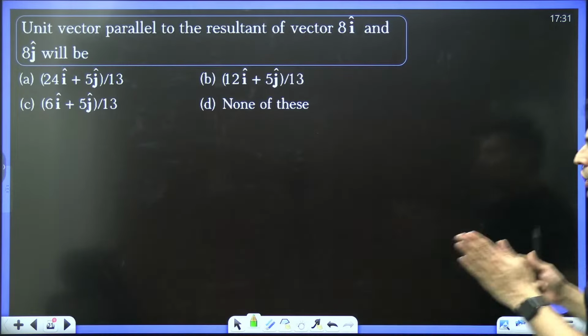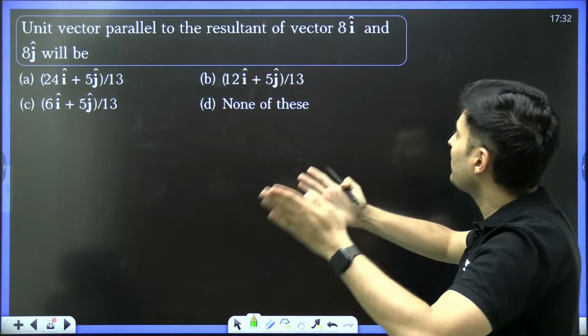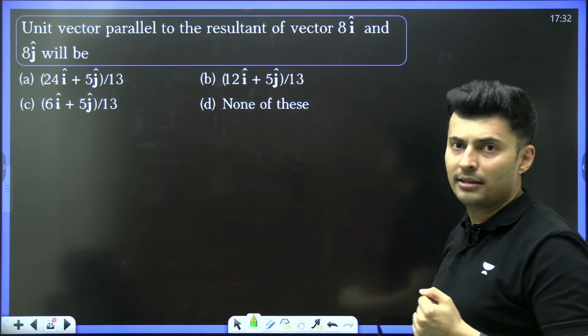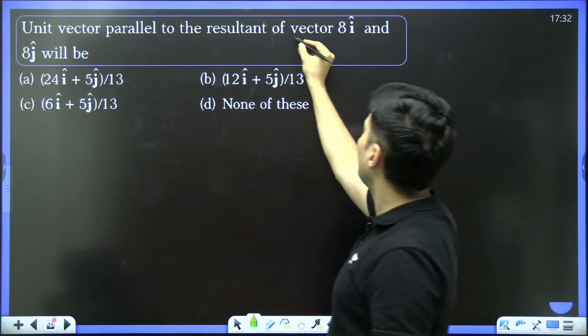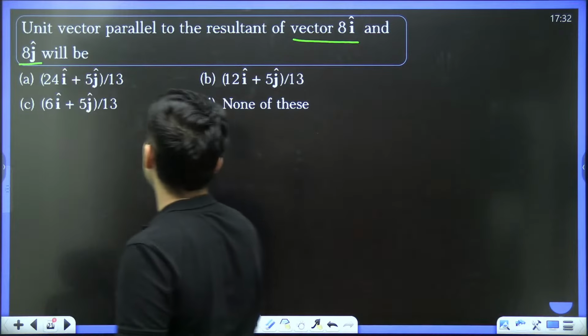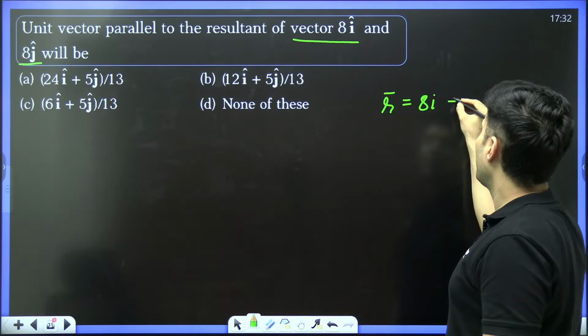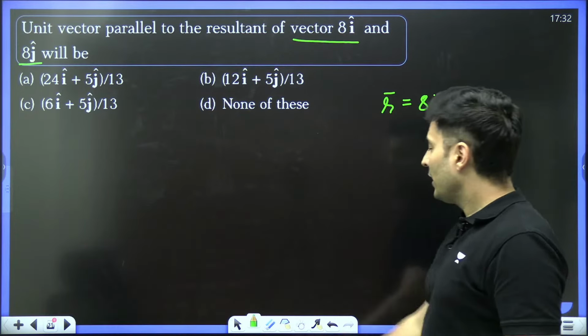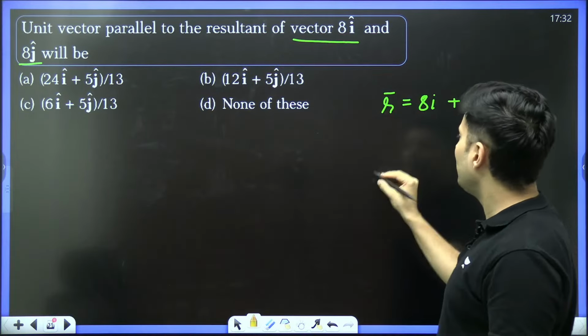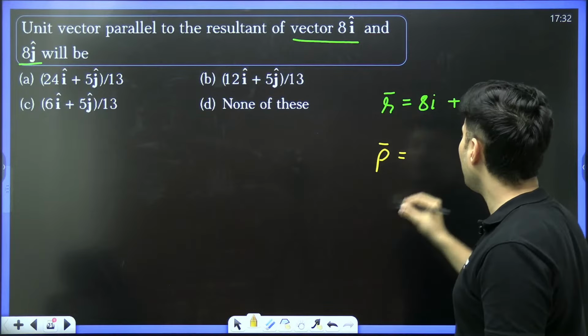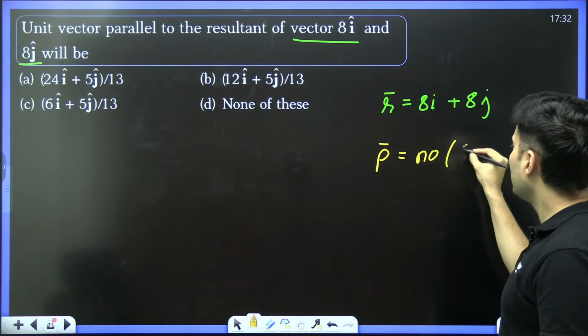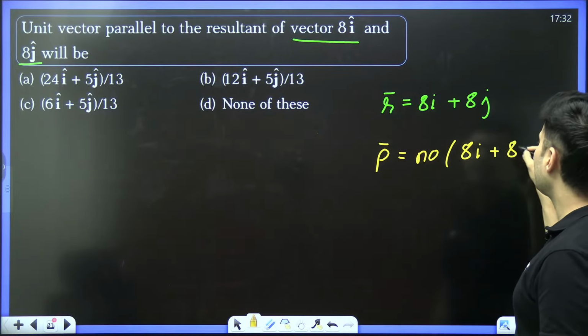Next question. The unit vector which is parallel to the resultant of 8i and 8j. Resultant of vector 8i and 8j. The resultant will be just 8i plus 8j. Now if there is any vector which is parallel to this, let's say I call it P, it will be some number times 8i plus 8j.